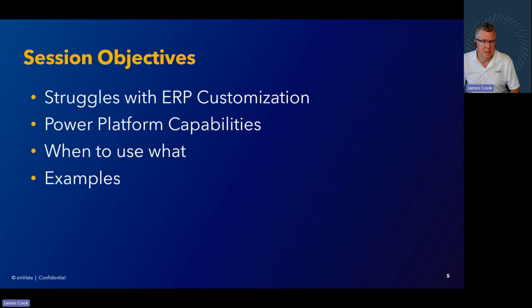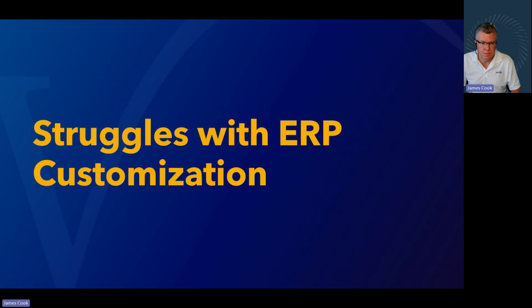So what are we going to talk about today? The 4 areas that I broke this into are struggles with ERP customizations, the Power Platform parts and capabilities, when you might use what part of Power Platform, and lastly, I just pulled together a few examples to help you get a vision for where you might head in the future.